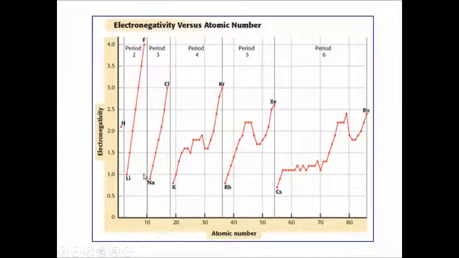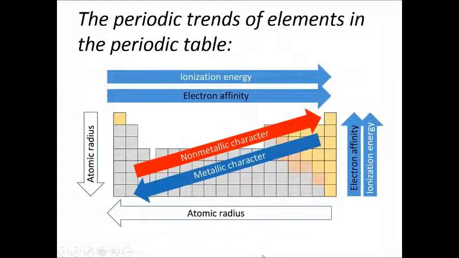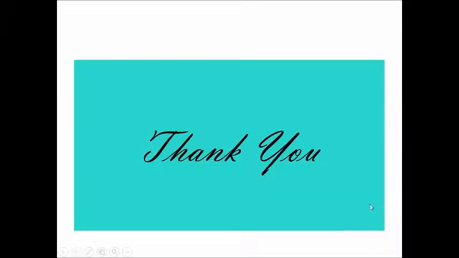If we take along the group, it decreases. So this way we can understand the periodic trend of electronegativity along the period and along the group. This is a summary of our periodic trends of the elements in the periodic table. With this we can understand the trend along the groups and along the periods. Thank you. We'll continue in the next session.